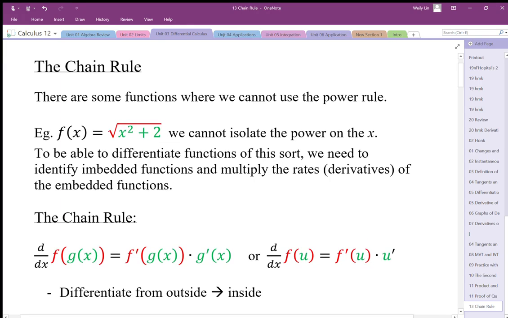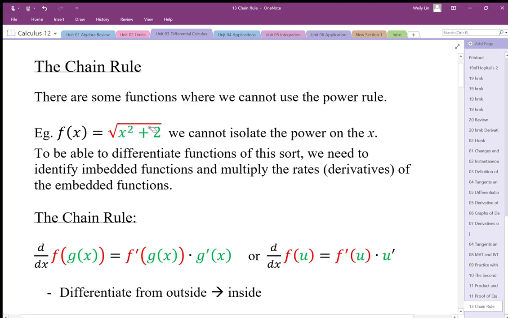So the chain rule is a rule we need to use when we run into these functions where we can't put them into some product category or some quotient, or in this case we cannot isolate the power, so we can't apply the power rule here. So this is in fact an embedded function.